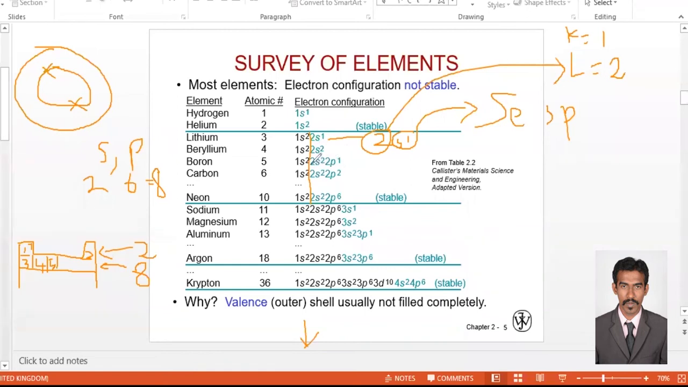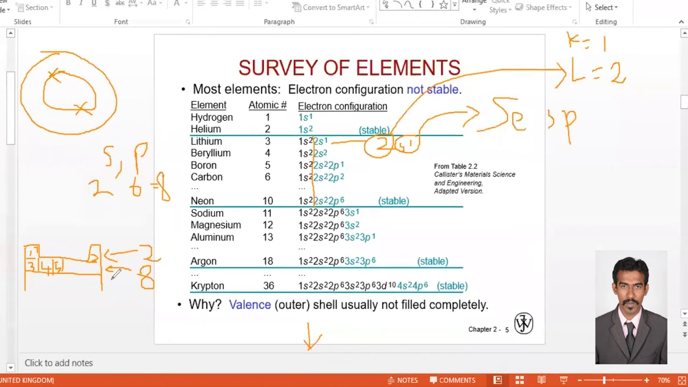This 2 shows that it is in the second orbit. And this s and p, this p is to show the secondary orbit. So we write boron as 1s2, 2s2 and 2p1. In the s orbit, the maximum is 2. So until the last element neon, we will have 2s2, but the p will keep on increasing: 2p1, 2p2, 2p3, like that.